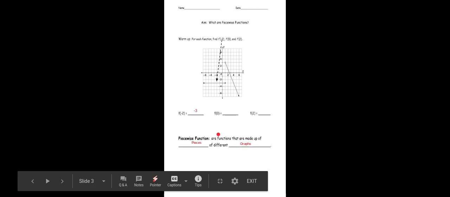For the first one, just so you know, at the bottom, we are going to be right here. I'll use the pointer. Make sure you fill in that piecewise functions are functions that are made up of pieces. Secondly, for the first part of the Do Now, you should have gotten f of -2 equals -3. And then if you look over here, f of 0 is -3 also. And then f of 2 is equal to 1. I hope you got those right.